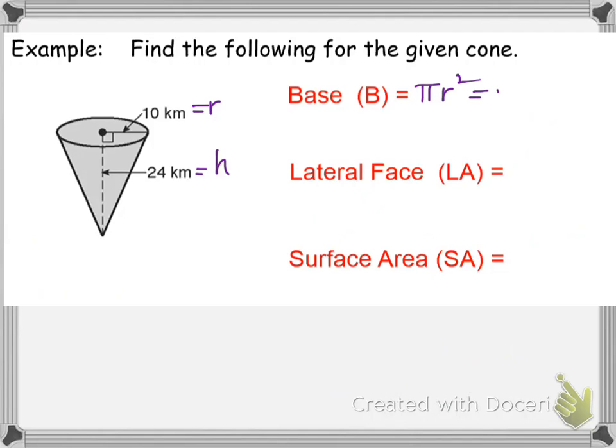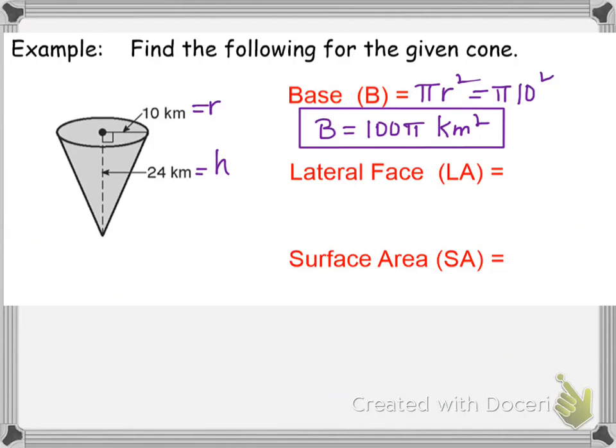So breaking it down to your pieces, let's start with your base area first. So again, we're still using your formula, pi radius squared. So that's pi 10 squared, which simplifies to 100 pi kilometers squared.